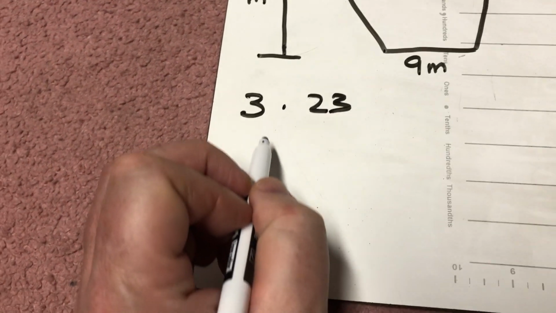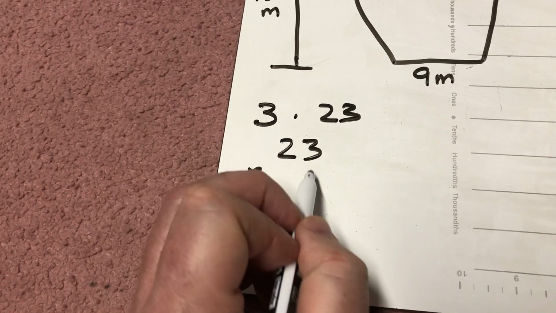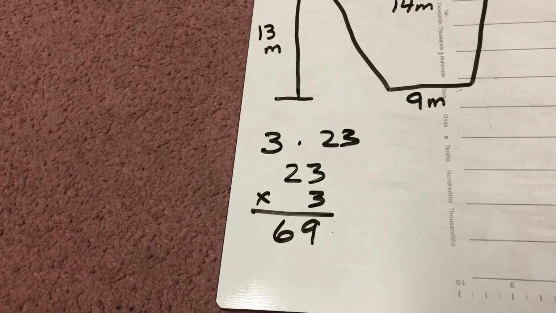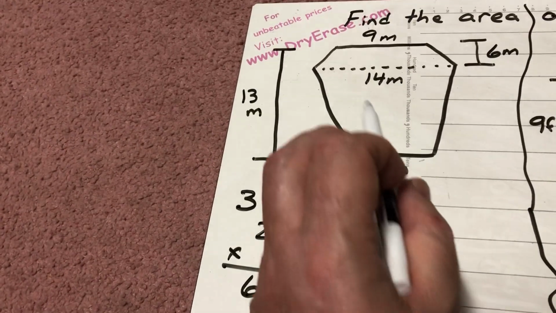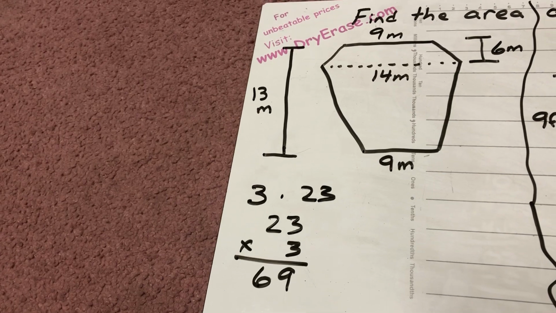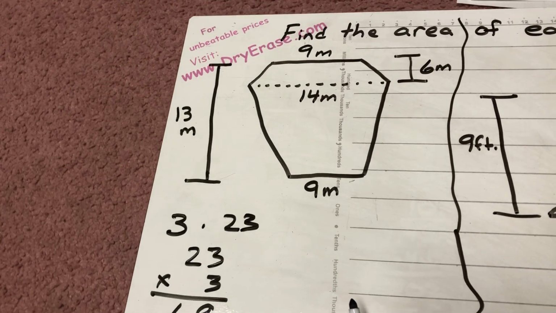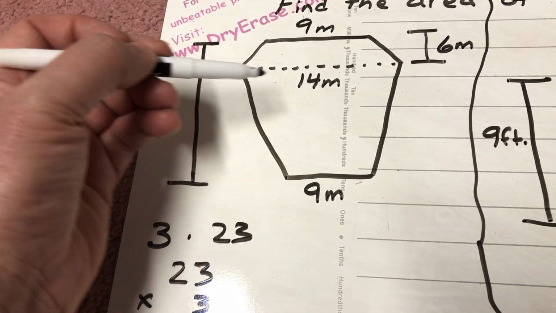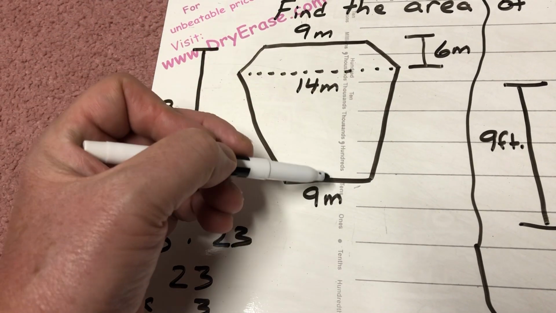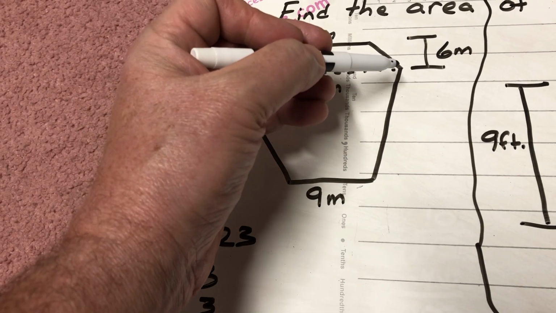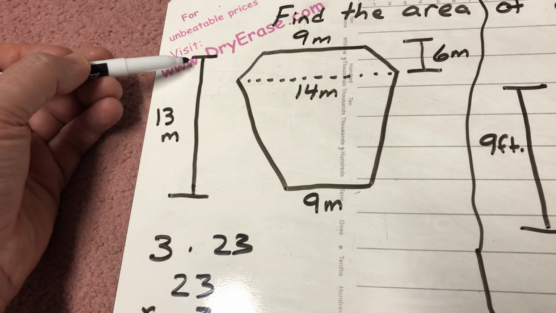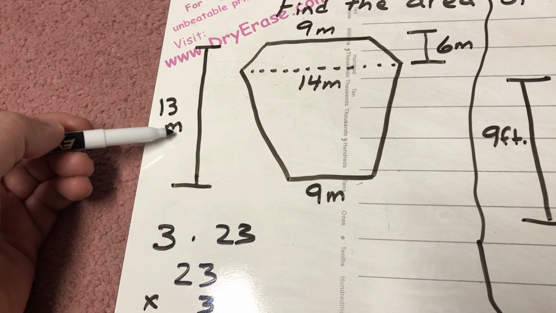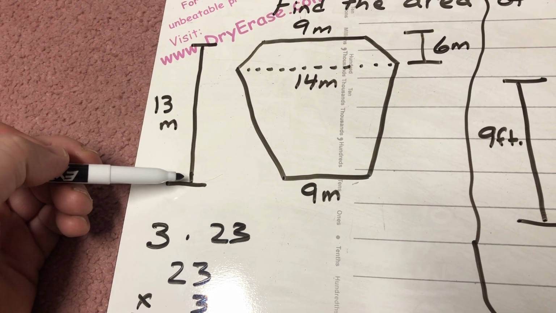Well, I'm going to do a little scratch work here. 23 times 3. 3 times 3 is 9. 3 times 2 is 6. So my top trapezoid is 69. Now, this bottom one, this is something a little bit different because it doesn't give me a height from here to here. It does not give me that. It tells me that from here to here is 6, and it tells me that from here to here is 13. So I have to do a little figuring.